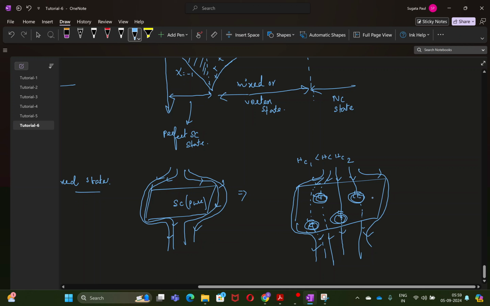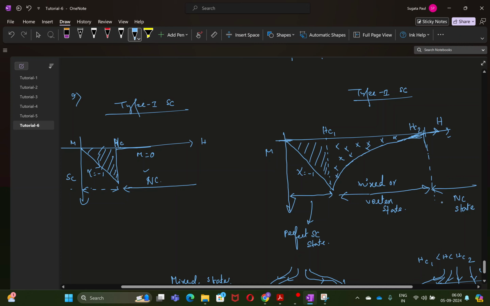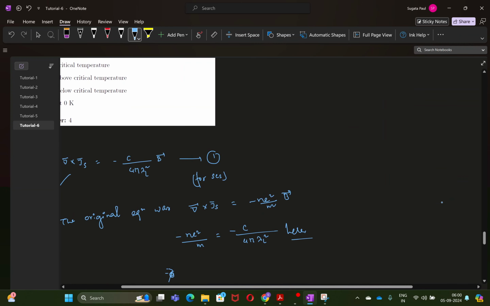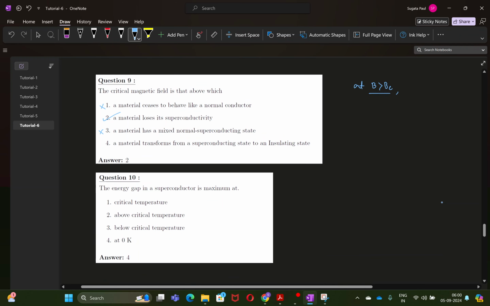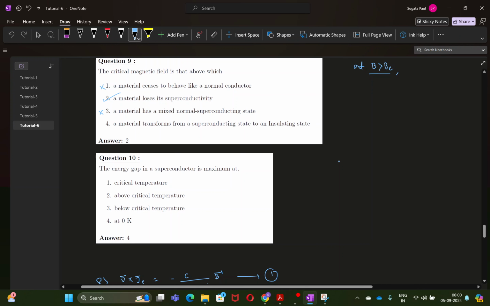So these normal metallic regimes surrounded by the superconducting background are known as vortices, and that is why this state is called the mixed state. Normally, when nothing is mentioned, we have to assume the system is type 1. So in the question, this option is not valid: a type 1 material cannot have a mixed normal-superconducting state above the critical magnetic field Hc. So number 3 is incorrect.